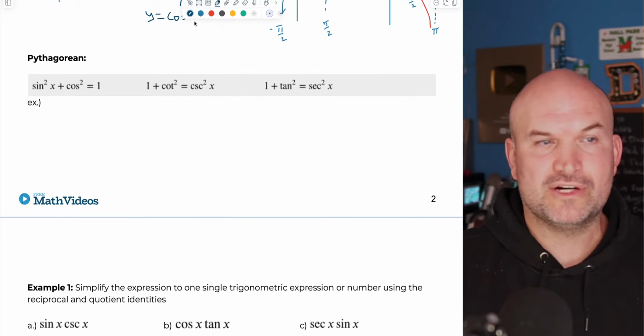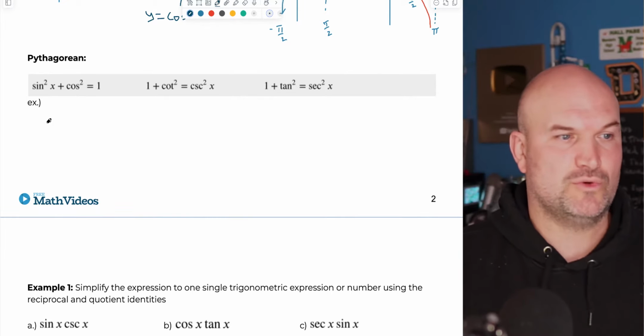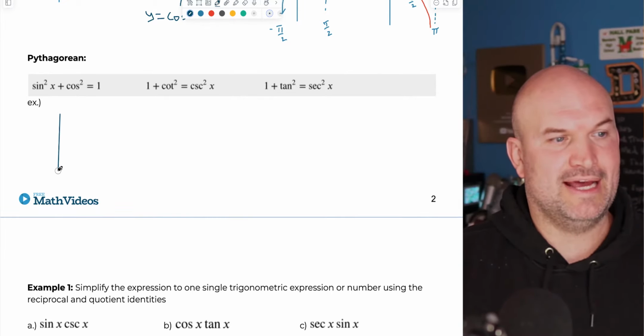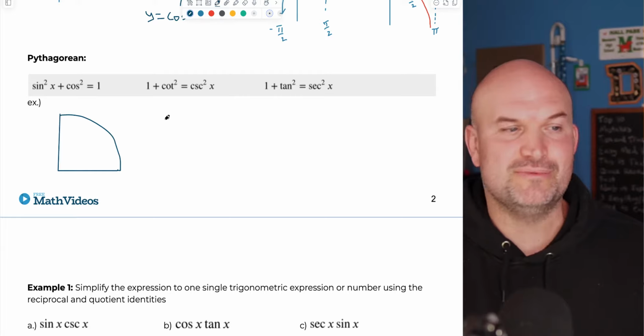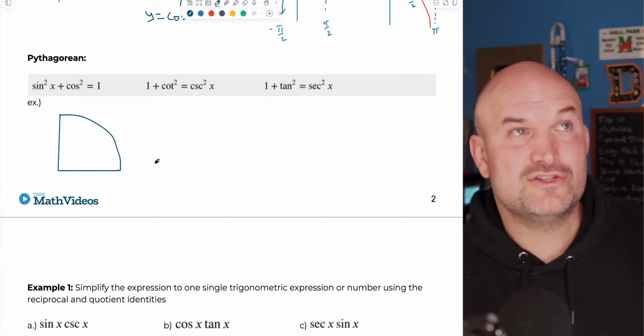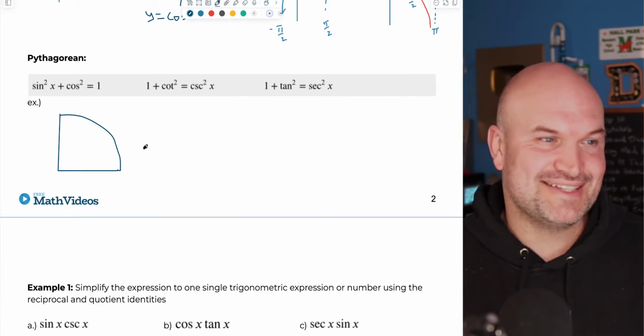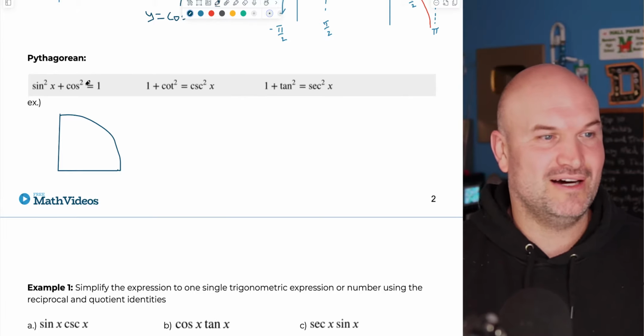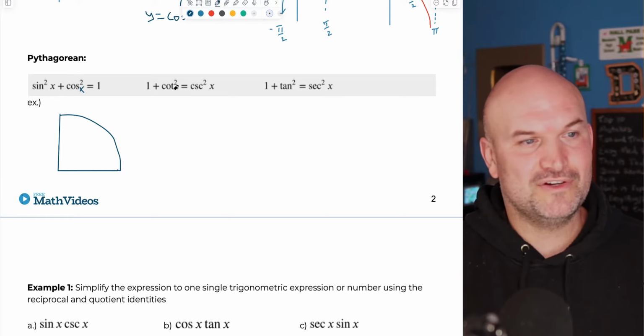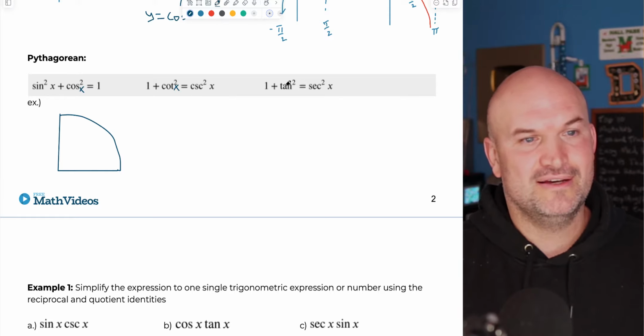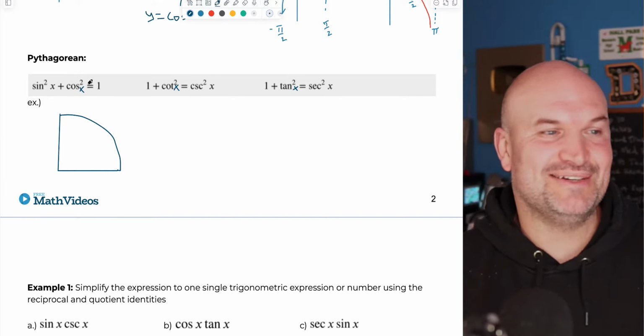Now, to remember the Pythagorean, there's a couple things. I remember when I was in school, taking precalculus, the one thing my teacher was like, you got to know this identity. You got to remember it. And when I first started teaching precalculus, I was like, man, I forgot so many things from precalculus. But the one thing I didn't forget was sine squared x plus cosine squared x is going to be equal to 1.